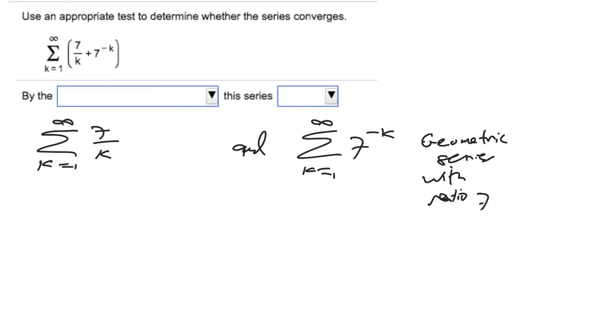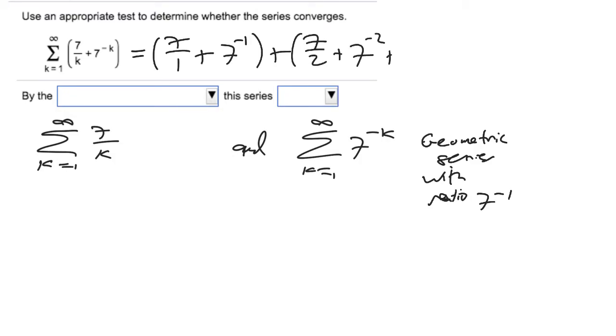And this geometric series has a ratio of 7 to the minus 1. If that's not obvious to you, you might want to start the problem by writing out several terms of this. So, for example, when k is 1, we'd have this. When k is 2, we'd have this. When k is 3, and so on. And so you can see that this first term, the second term, 7 to the minus 1, 7 to the minus 2, 7 to the minus 3, and so on, that's what this guy is. So this is just pulling out each of those things separately.